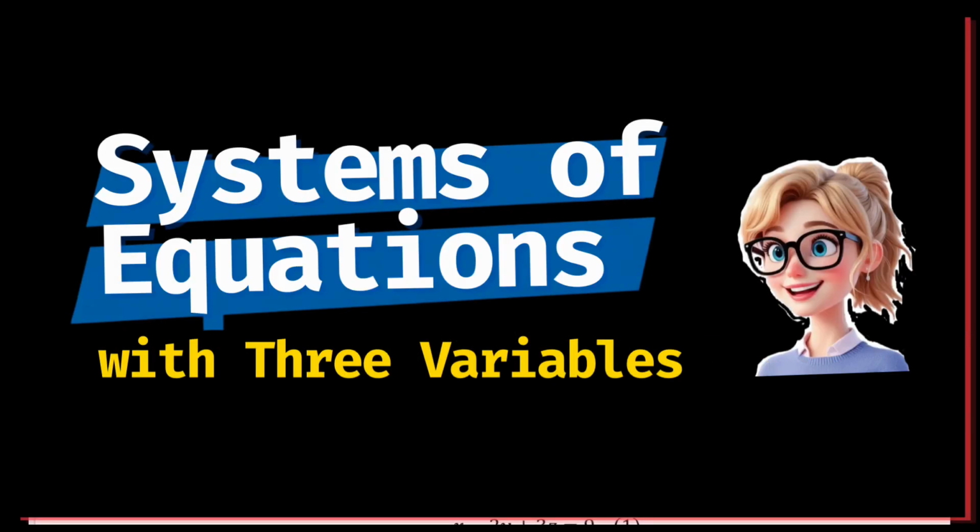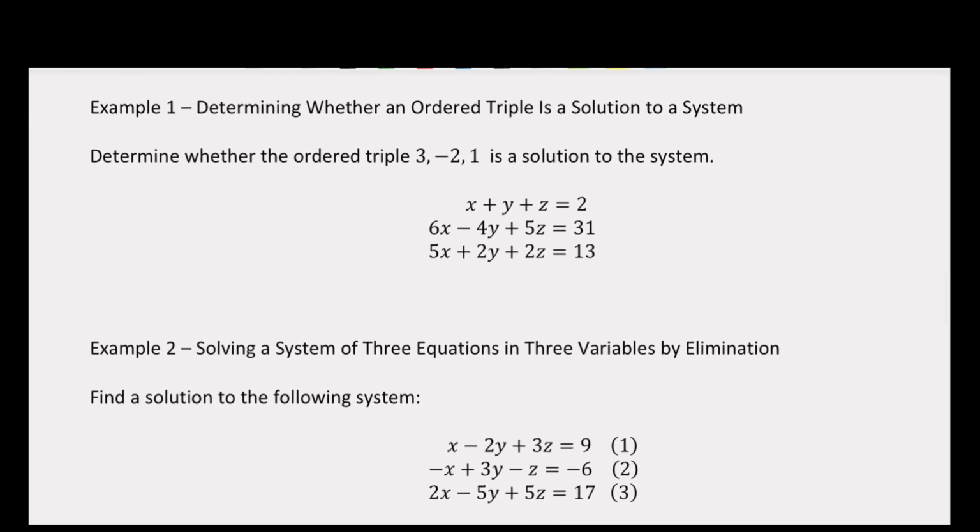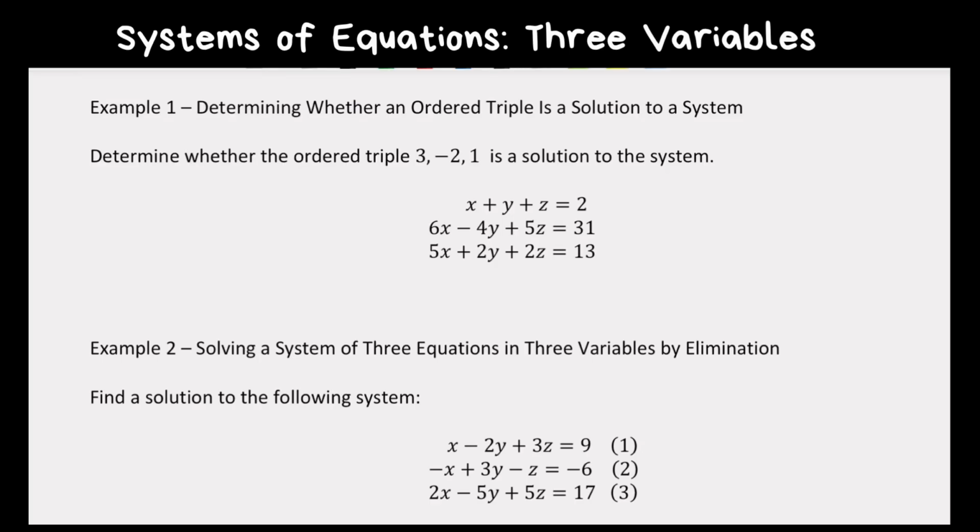Let's take a look at solving systems of equations with 3 variables. Hopefully you watched the previous lecture, which was systems of equations with 2 variables. So this is just an extension on that. Example 1 here, we're testing this ordered triple. It's always alphabetical order, so X, Y, Z. And we are going to determine whether it's a solution.